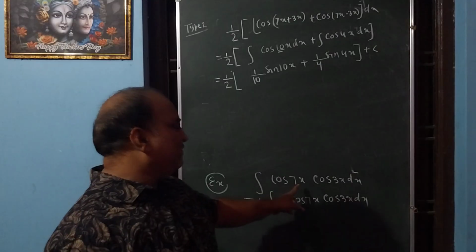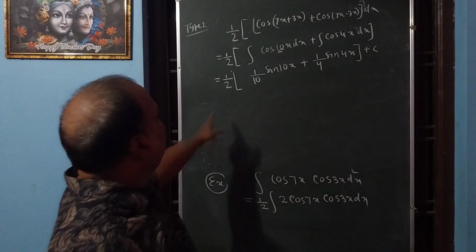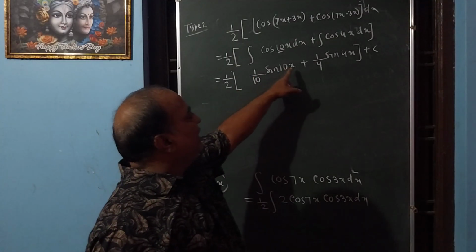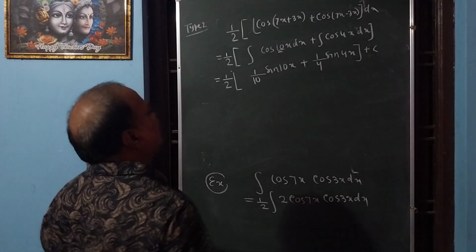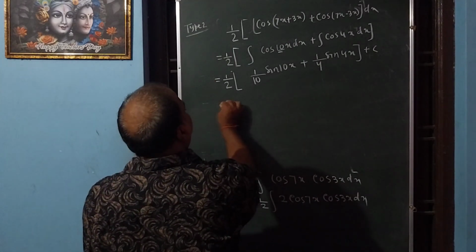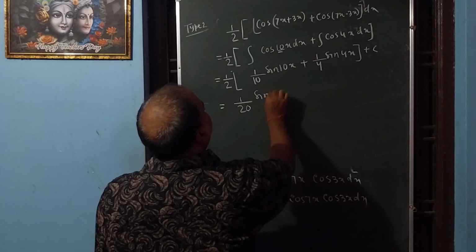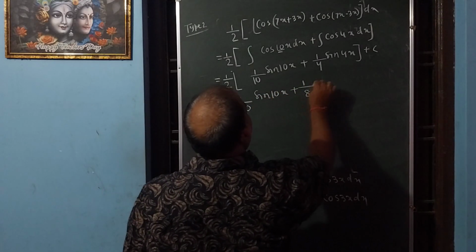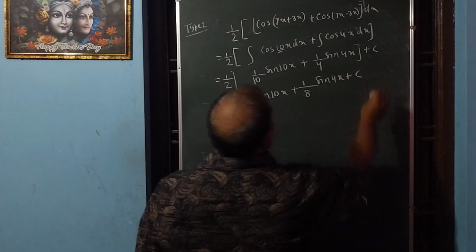Okay, so this is the answer. Integration of cos 7x cos 3x dx. The result will be 1 by 2 whole into 1 by 10 sin 10x plus 1 by 4 sin 4x plus c. 1 by 2 will multiply. So we get 1 by 20 sin 10x plus 1 by 8 sin 4x plus c.